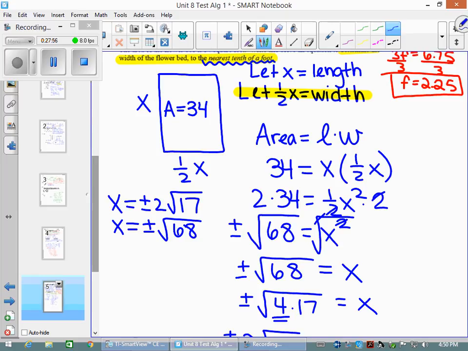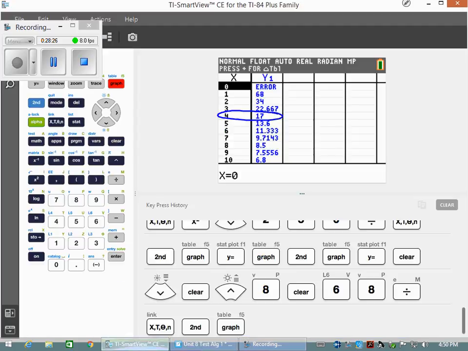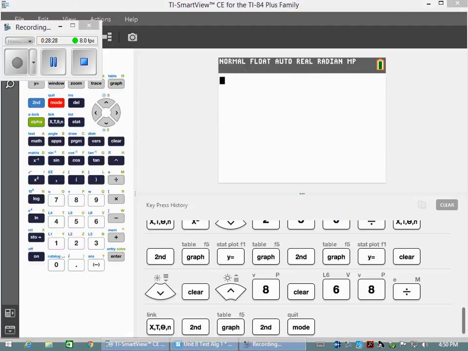Now, at this point, I dropped my plus or minus because we're talking about a dimension here. And if I have a negative length or width, that doesn't really work in the context of this question. We can't have a negative amount of a foot. So I'm going to reject the negative, and now I'm just going to focus on finding 1/2 of the square root of 68. I'm going to go back to my calculator, to my home screen. I'm going to type in 1/2 or 0.5 times that square root of 68. And we're being asked to round to the nearest 10th, so the width is 4.1 feet.